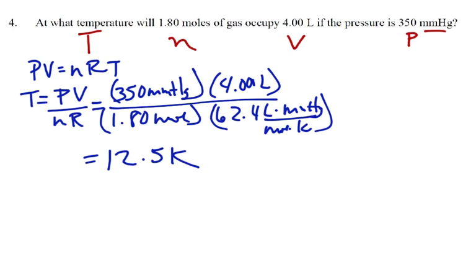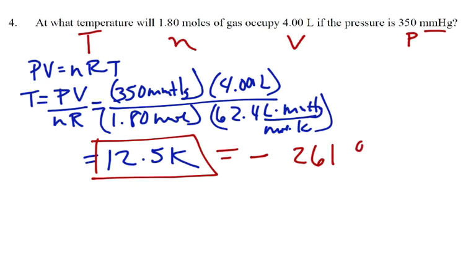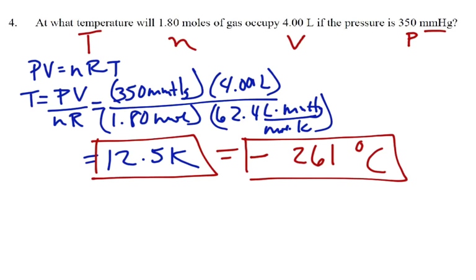Which is the rounded off version of the calculator answer. Now we might also want to say, okay, what would that be in Celsius? And if you subtract 273, that equals negative 261 degrees Celsius. So either answer would be correct. If the problem does not state to give the answer in Celsius, then leaving it in Kelvin is fine.